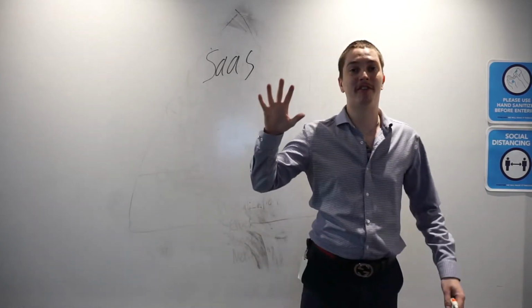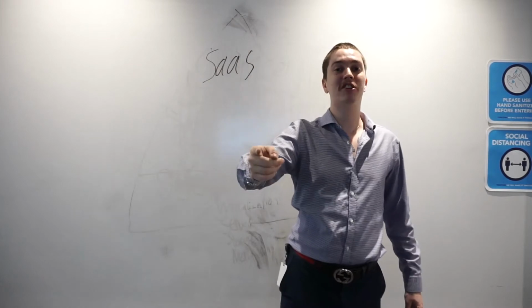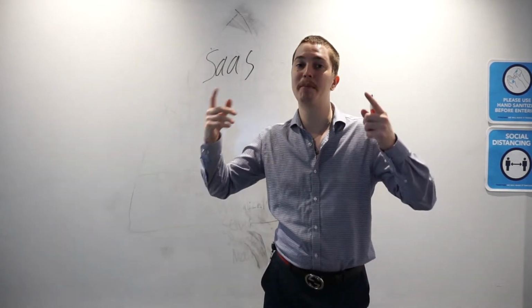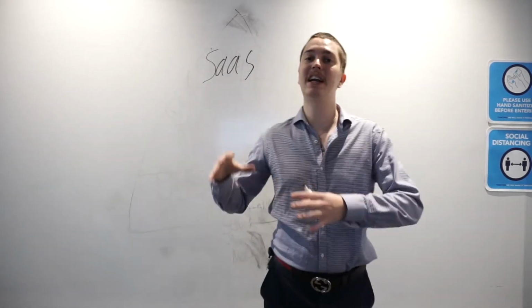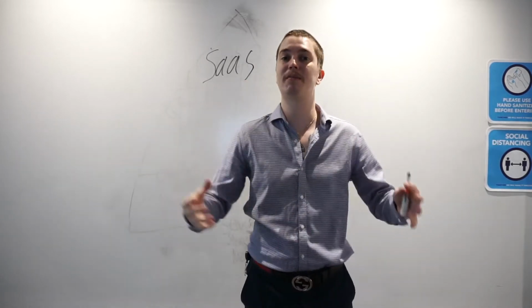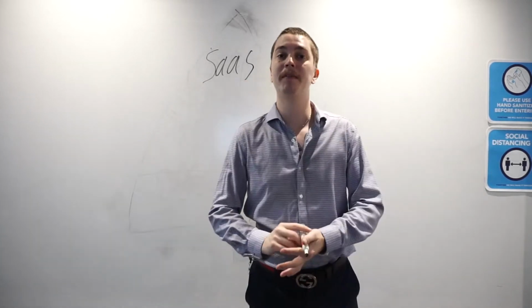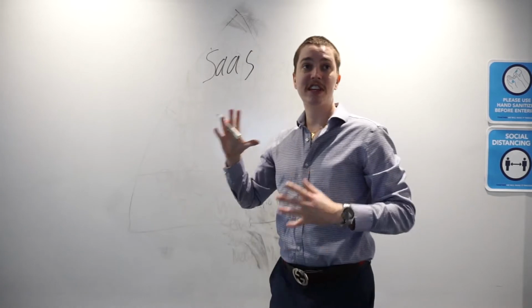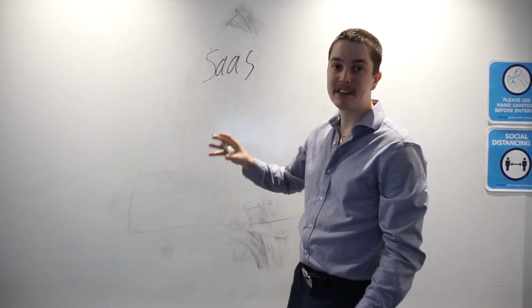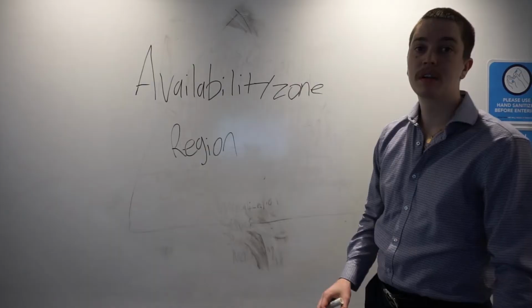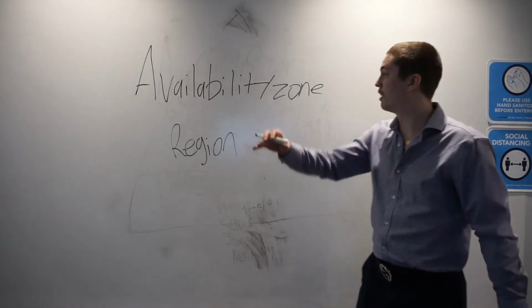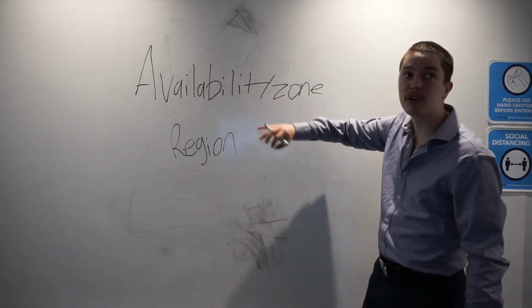Here are 5 things that you need to know if you want to become a cloud administrator or a cloud engineer or anything to do with DevOps or system engineering, working with the cloud. The first thing you need to know is availability zones and regions. The first thing you need to know is the difference between an availability zone and a region.